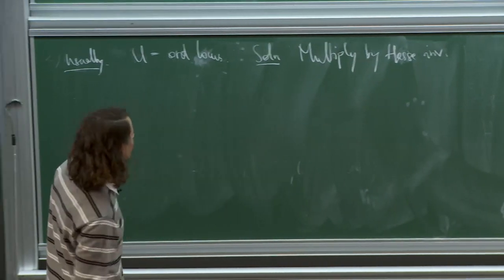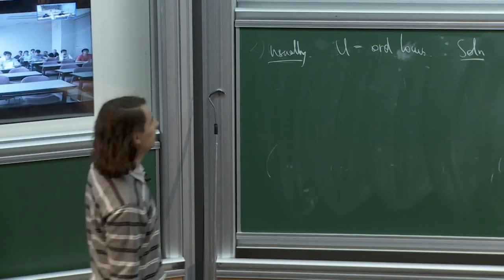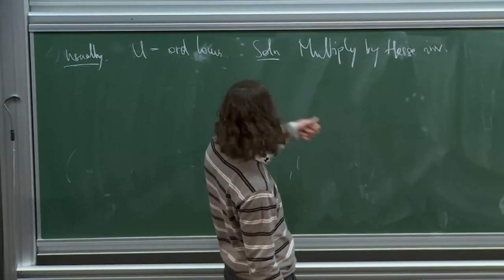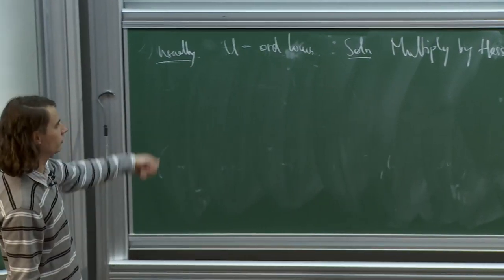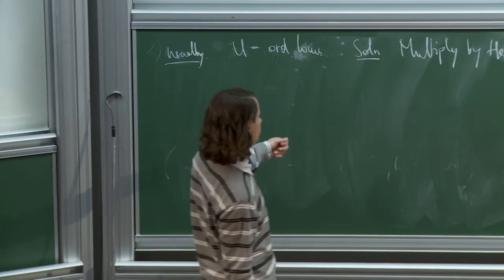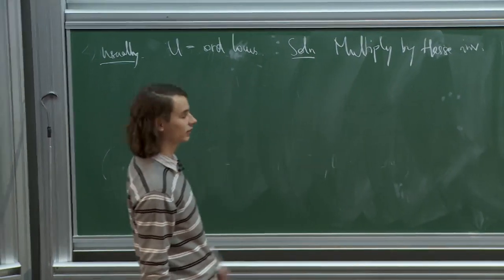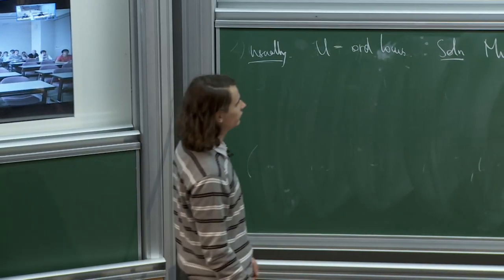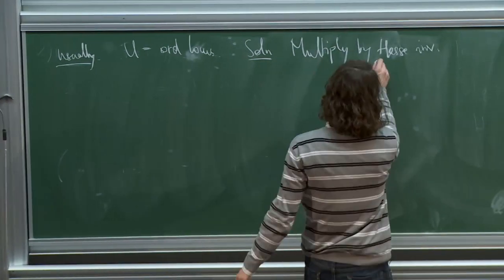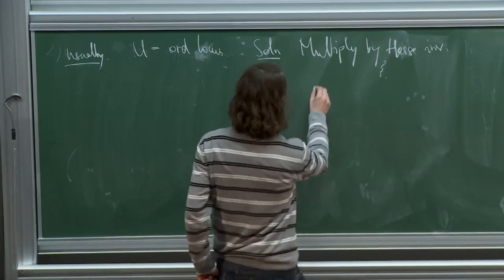So what properties of the Hasse invariant do you need for this? You need that the vanishing locus is exactly the supersingular locus, so you can remove all poles by multiplying by a high enough power of the Hasse invariant. And the other property you need is that this commutes with all Hecke operators away from p.